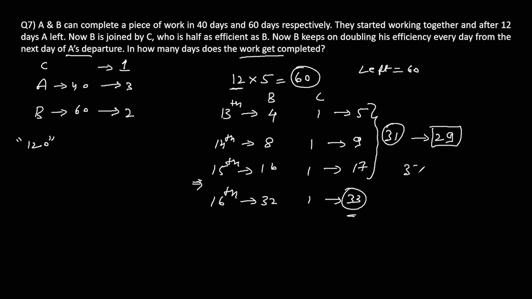So 33 units in one day. So 1 unit will be in 1 by 33 of the day. And 29 units was left over. So 29 by 33 days it will take to finish off 29 units at that pace, right? So the work will get over in 15 days, 15 29 by 33 days, right? So the answer will be this.